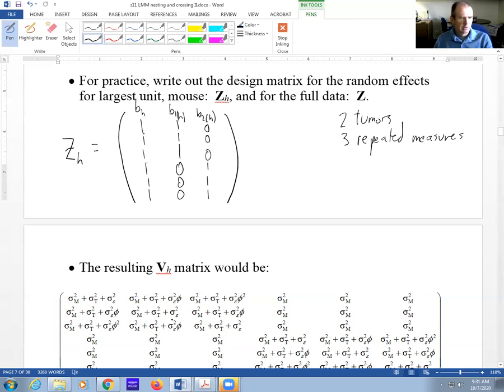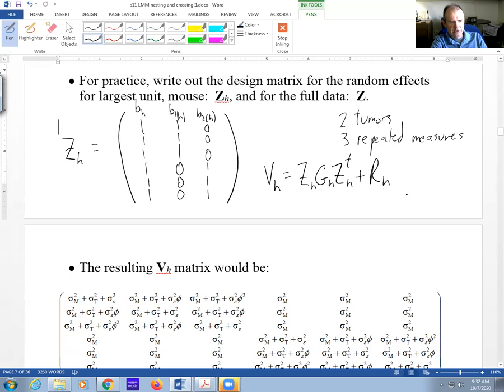So what you do to get the V matrix here is we take ZGZ transpose plus R, but we're dealing with that mouse level matrix. So let's make sure that we get the right dimensions here. How do we get this R matrix? That's interesting, right? Because we have 6 repeated measures. So we know that this V matrix is 6 by 6, right? And our Z is a 6 by 3. That means that this G matrix is going to have to be a 3 by 3. And this Z transpose is going to be 3 by 6, right? So that works out. And here we have a 6 by 6.